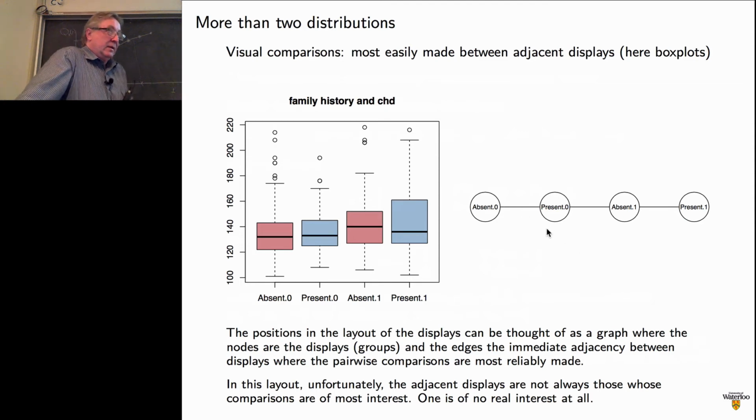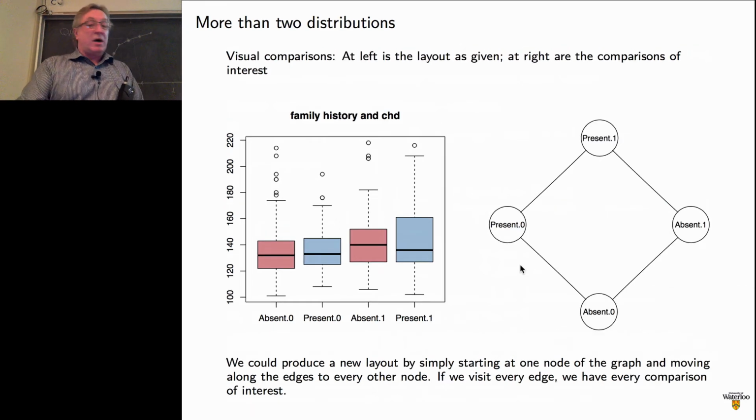Okay? Now, as we pointed out, some of those are of interest. Comparing that to that's of interest, comparing that to that's of interest. Comparing this to this, not so much. Right? And I would like to actually compare that pink one to that pink one, and that blue one to that blue one. I'd like to make those comparisons as easy as possible. So I could think about a different graph. I have every box plot as a node, and then I just draw edges between those comparisons that are of interest.